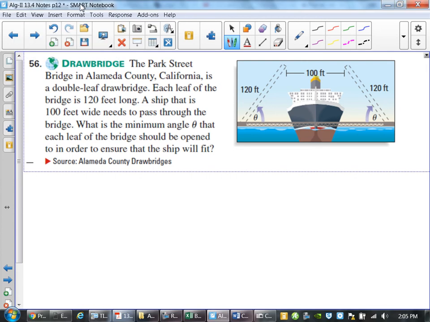California. It's a double leaf drawbridge. Goes up and down. Each leaf of the bridge is 120 feet. If a ship that is 100 feet wide needs to pass through the bridge, what is the minimum angle theta the bridge has to be open to ensure that it fits?